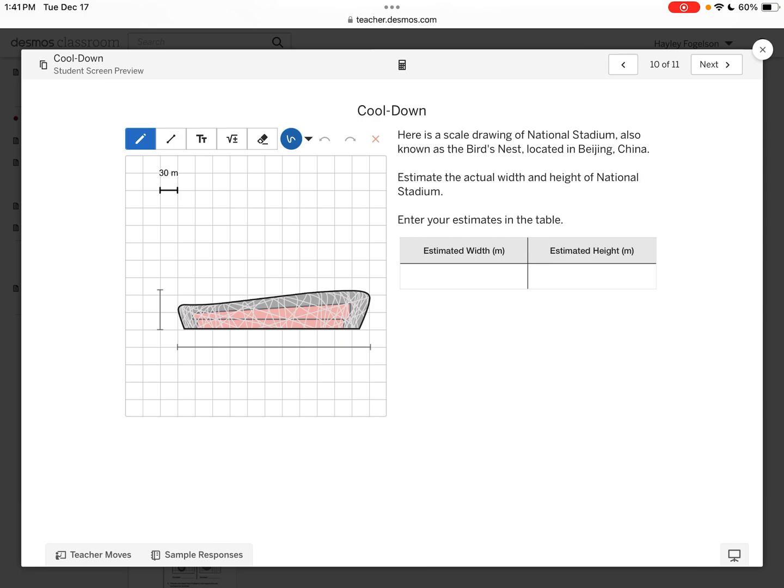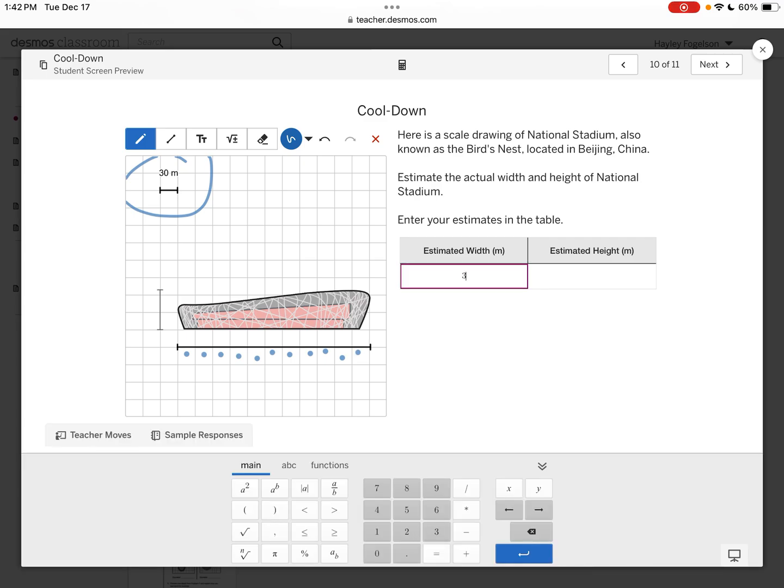So starting with our width, if I take a look, each box stands for 30, so we're going to be counting by 30s. So we have 30, 60, 90, 120, 150, 180, 210, 240, 270, 300, and then this would be 330. And then lastly, we need our height.